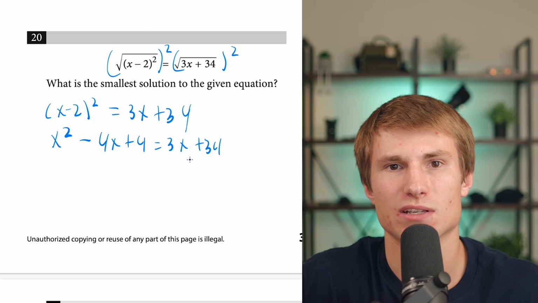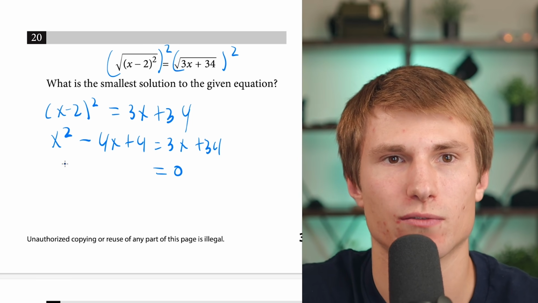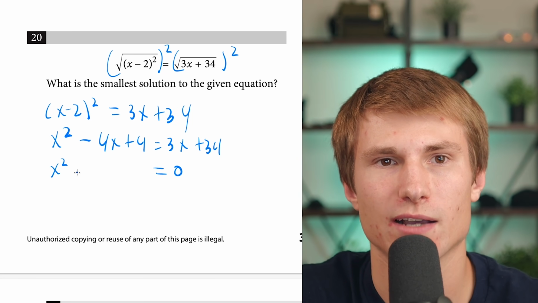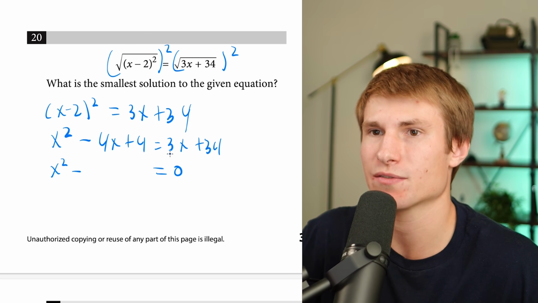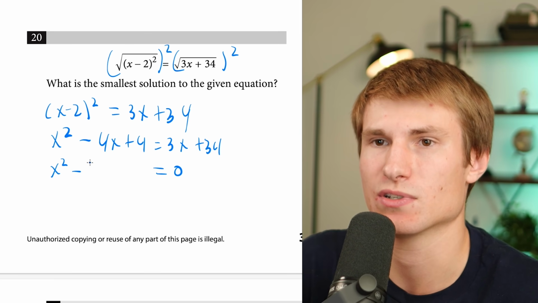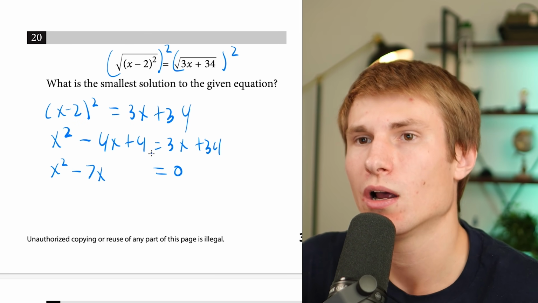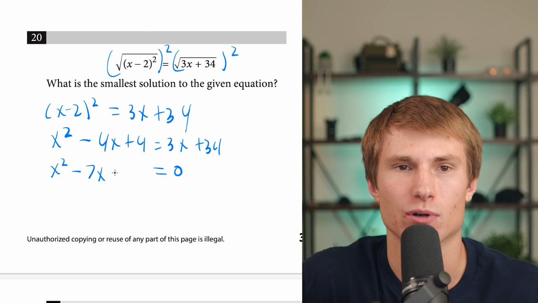Now, like I said, I want to get this set equal to 0 so that I can ultimately solve for it. Setting equal to 0, I'm going to get x squared minus 4x, but I also have to subtract 3x from both sides to get it set equal to 0. So that's going to give me minus 7x total. And then I have that 4, but I have to subtract 34, so that's going to give me minus 30.